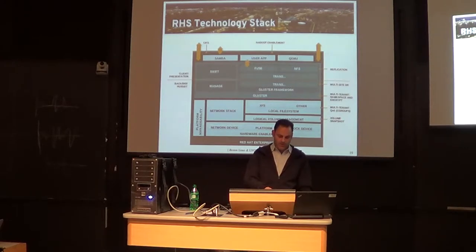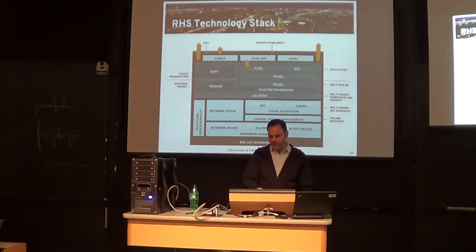Swift is an interface that's being used by OpenStack, so Red Hat's also in the process of trying to deliver an OpenStack implementation. FUSE is the file system in user space, so if you happen to use the native Gluster file system, it attaches to the kernel FUSE module. I'll talk about why you might want to use the native GlusterFS as opposed to an NFS or a CIFS type binding from the client in just a second.